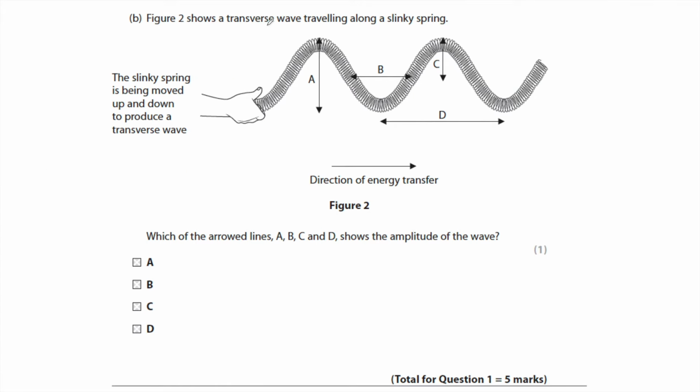Figure 2 shows a transverse wave travelling along a slinky. Which of the arrowed lines A, B, C or D shows the amplitude? Remember, amplitude is the maximum displacement from the undisturbed position, and that is your undisturbed position, so it is C.